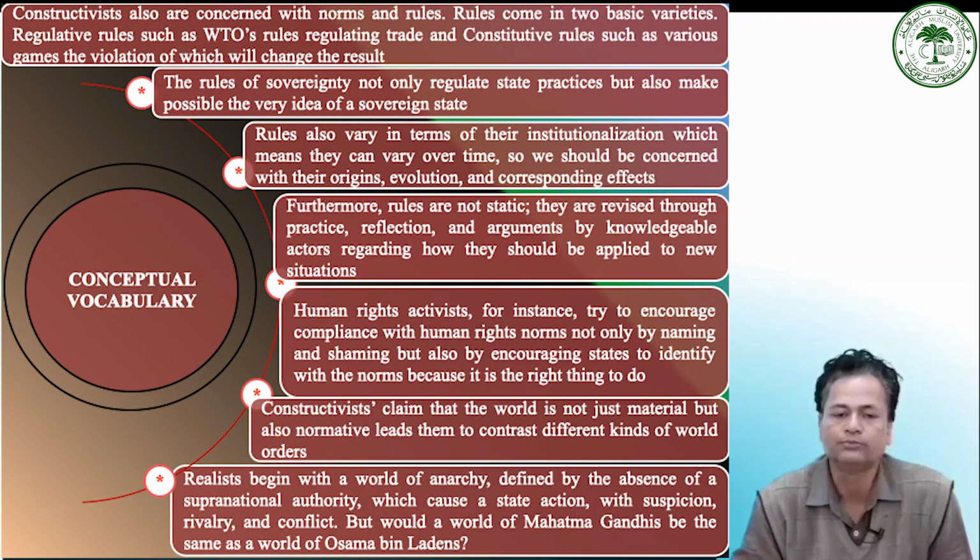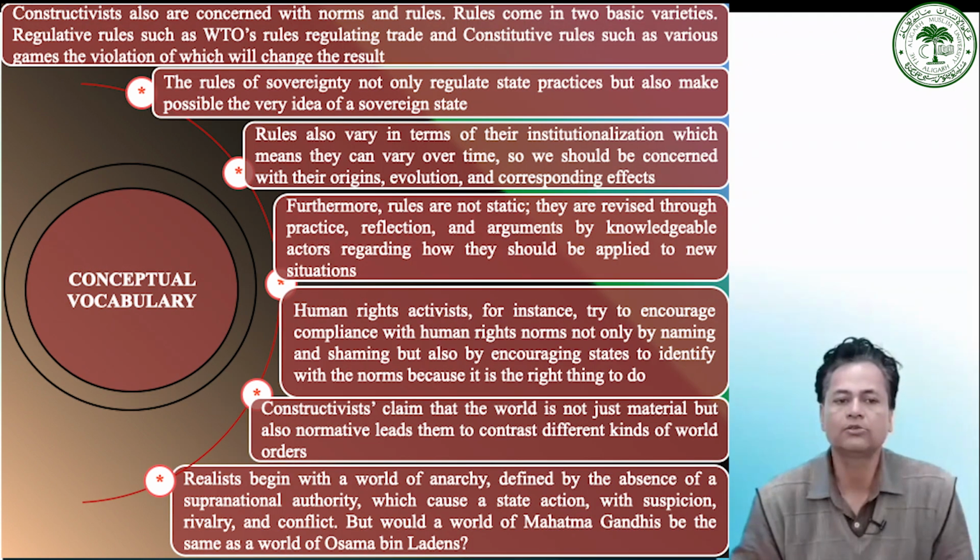The constructivists also are concerned with norms and rules. Rules come in two types of varieties, such as regulative rules, such as the WTO's rules regarding trade, and constitutive rules, such as the various rules used in a game. And they particularly say that if there is a change in the game rules, that may affect the result of the game, the outcome of the game. So in that way, they make a difference between two kinds of rules, regulative rules and constitutive rules.